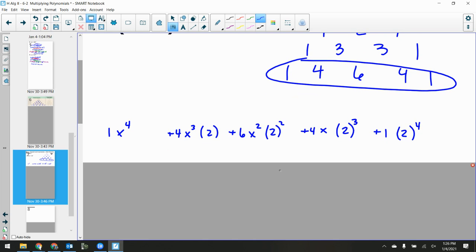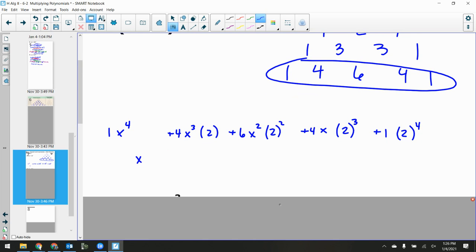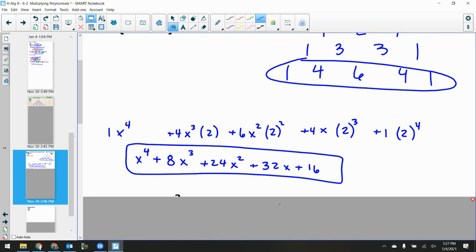And now at this point, you just simplify. X to the 4th plus, okay, I've got a 4 and a 2 to make a total of 8 in the second term. 2 squared is a 4. 6 times 4 is 24. 2 to the 3rd is an 8 times 4, 32. And then 2 to the 4th is 32. No, it's 16. I'm sorry, it's 16. Oh, my power's 2. That's my answer. I didn't FOIL anything out.